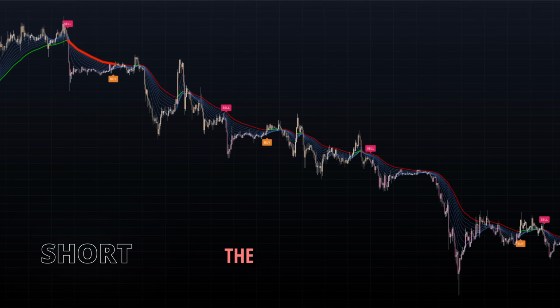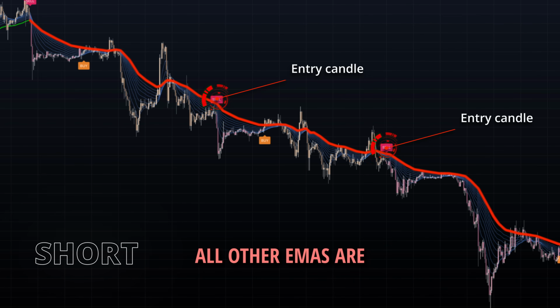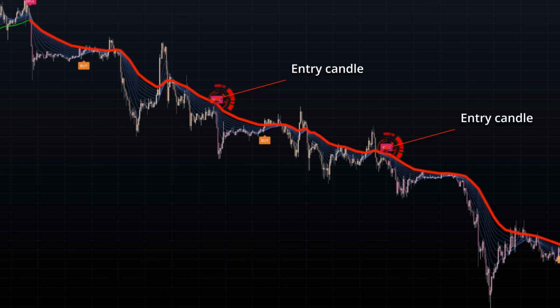Same for shorts, just that the ribbon's main EMA is red, and all other EMAs are below it. You get the idea, right?